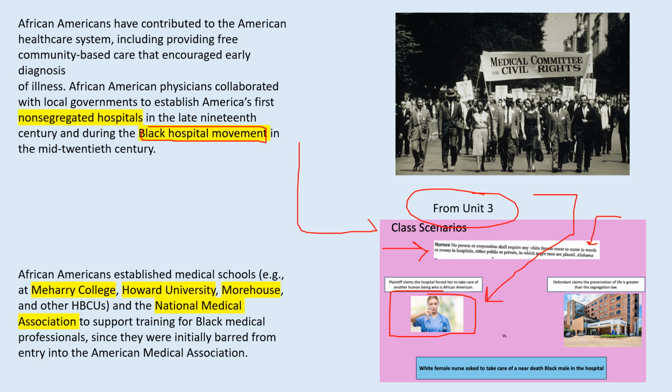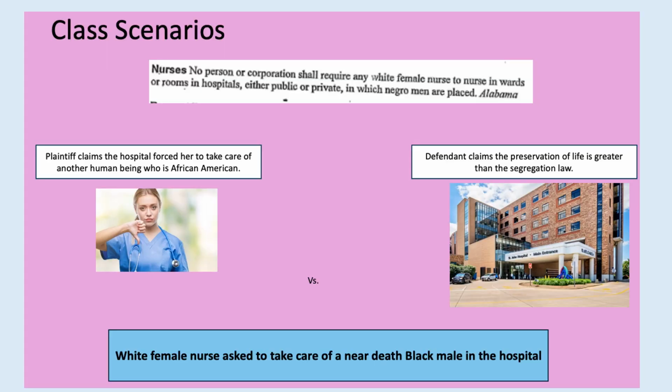Considering these laws that exist, this is the reason why you're starting to see in the early 1900s this push to have separate hospitals. As it mentions here, the National Medical Association is trying to support training for Black medical professionals. They were initially barred from entry into the American Medical Association, which is why you see these colleges trying to do something about the segregation laws, which would allow African Americans to get medical assistance.